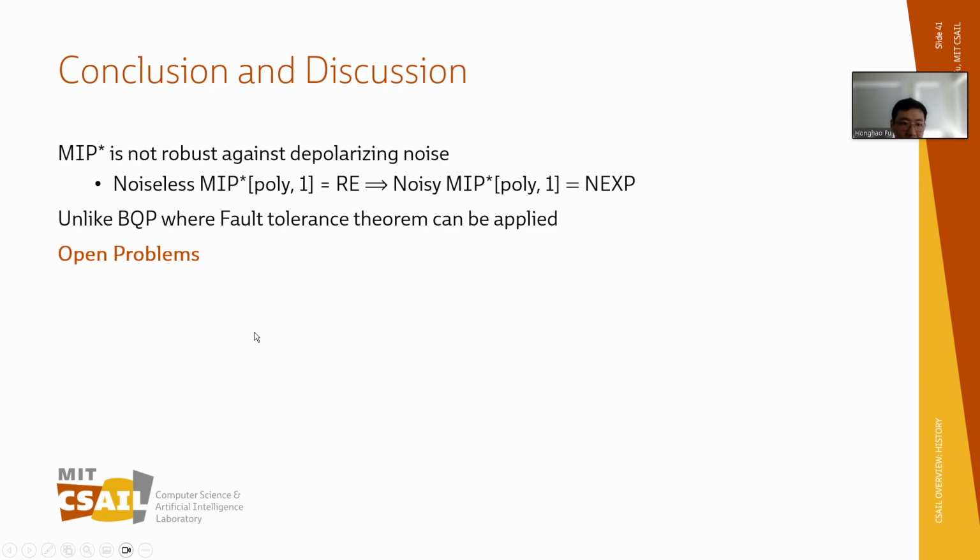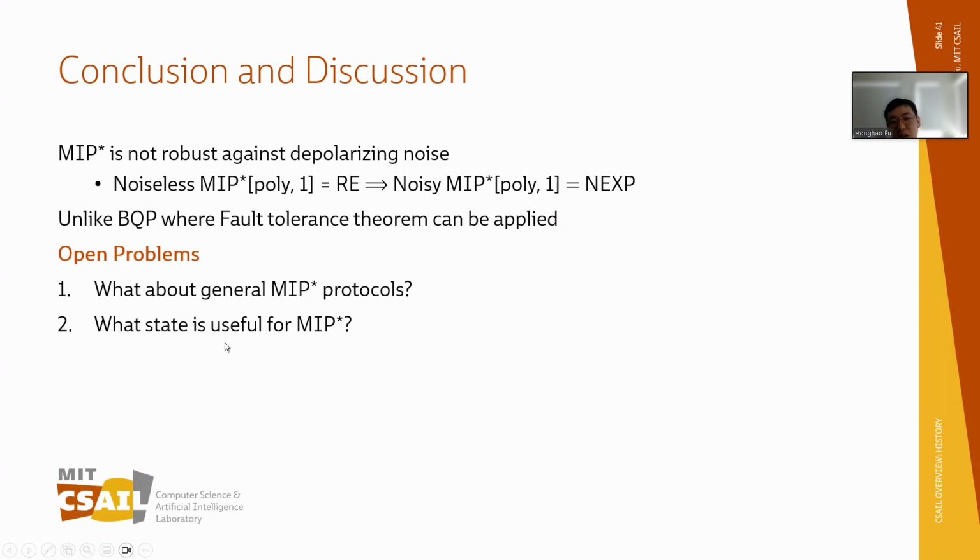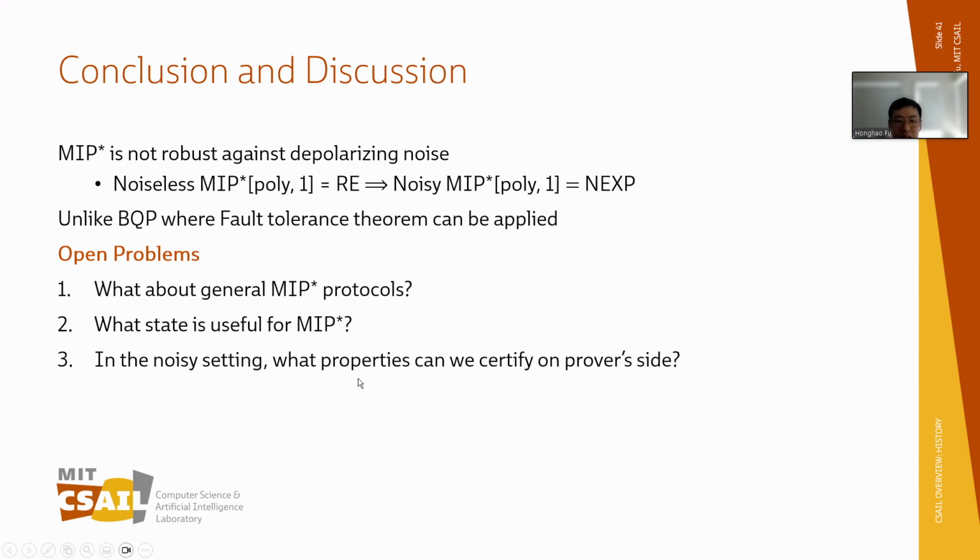And for open problems, the first question is, what about general MIP star protocols? General MIP star protocols have more provers, more rounds of interaction, and longer answers. And our current techniques cannot deal with those cases. And the second question is, what state is useful for MIP star? Now we know partially entangled states and maximally entangled states are all useful. But we don't know, like I mentioned and discussed in this talk, what's the effect of non-unital noise here.